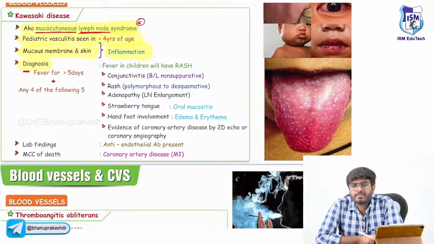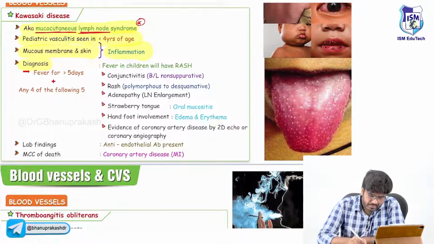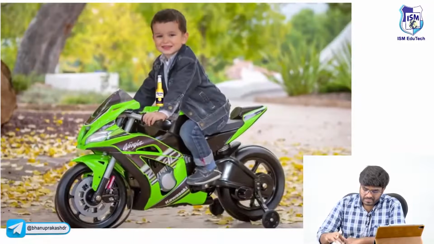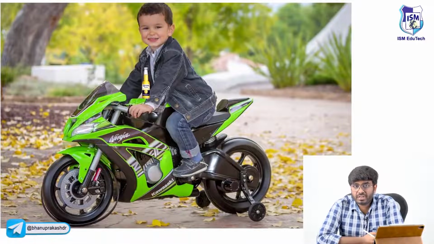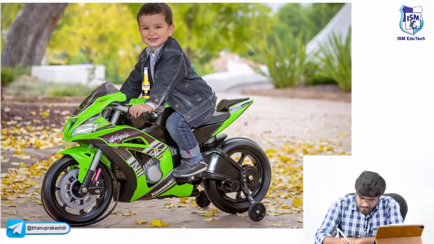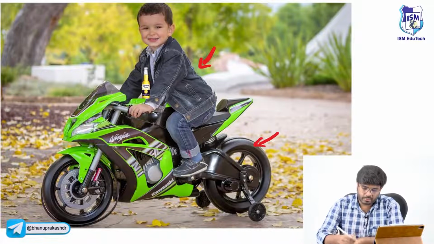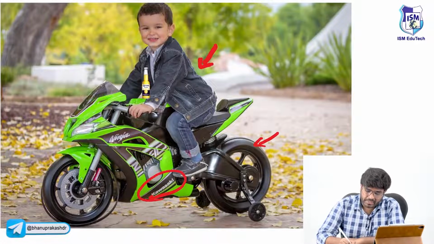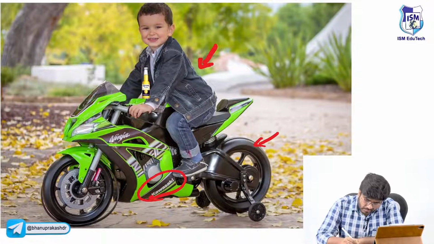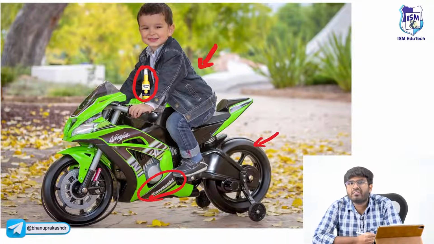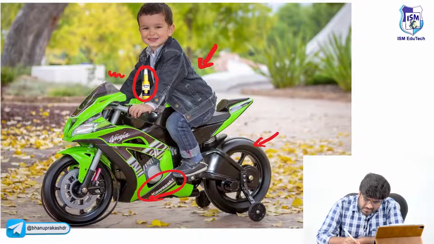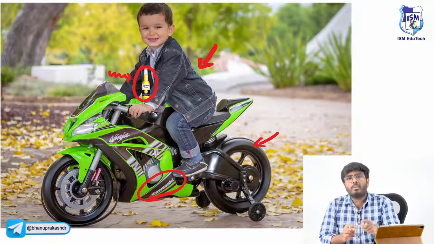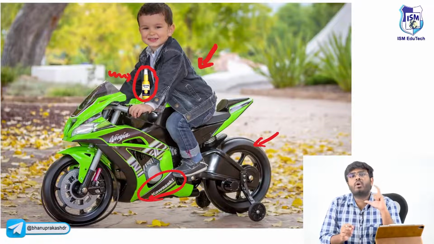So what's the diagnosis? Let me tell you how to put the diagnosis. Here I have shown you the child with that Kawasaki bike. Why is a child riding this Kawasaki bike? It should remind you that it occurs in children, a pediatric vasculitis, less than 4 years of age. Then why is he having this Corona beer? The Corona beer here stands for his coronary arteries, the most common blood vessel that is going to be affected.